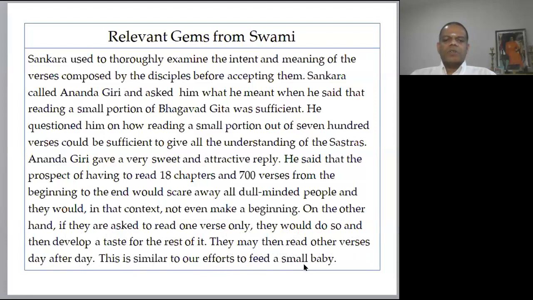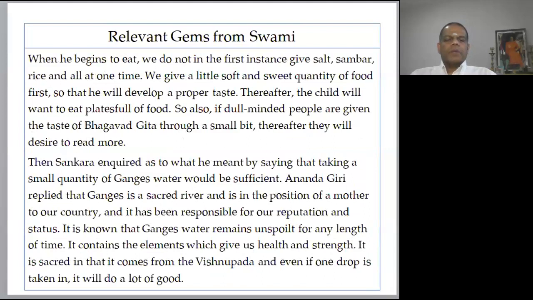This is similar to our efforts to feed a small baby. When he begins to eat, we do not, in the first instance, give salt, sambars, rice, and all at one time. We give a little soft and sweet quantity of food first, so that he will develop a proper taste. Thereafter, the child will want to eat plates full of food. So also, if dull-minded people are given the taste of Bhagavad Gita through a small bit, thereafter, they will desire to read more.